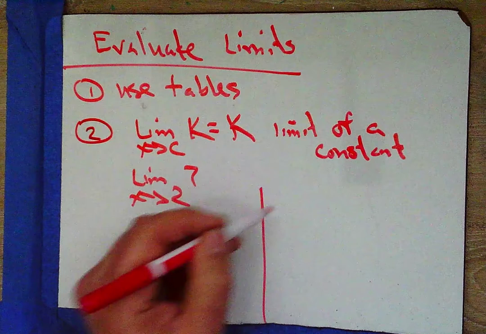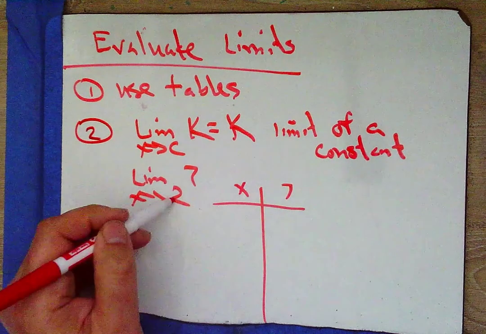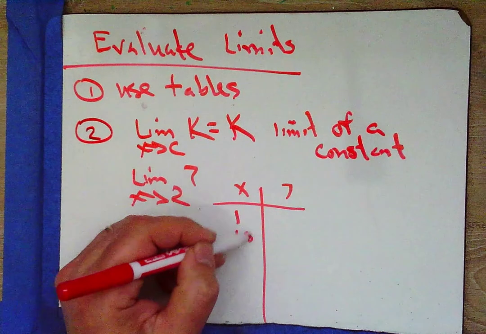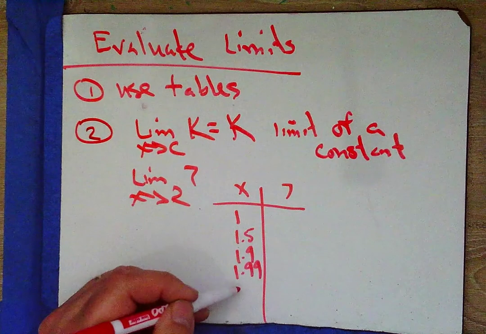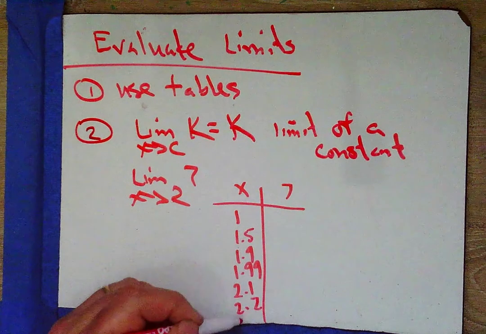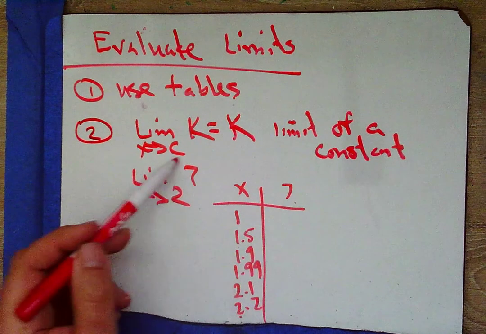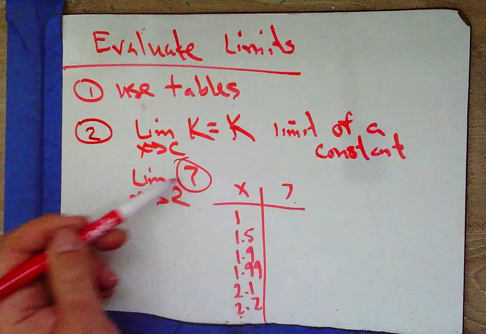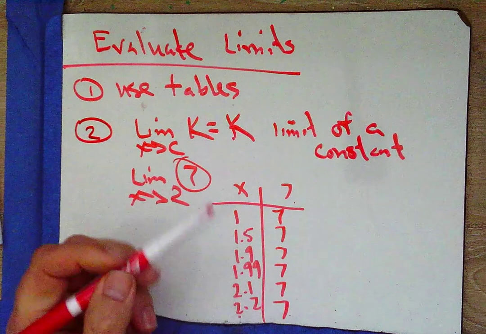And I'm willing to make a table of this. 7x, I'm approaching 2. So how about 1, 1.5, 1.9, 1.99. How about 2.1, 2.2? What do we see here? Well, we see that this is a constant. No matter what x value I try and use, because there's no place to jam those x's in, this says, hi, I'm 7. Hi, I'm 7.